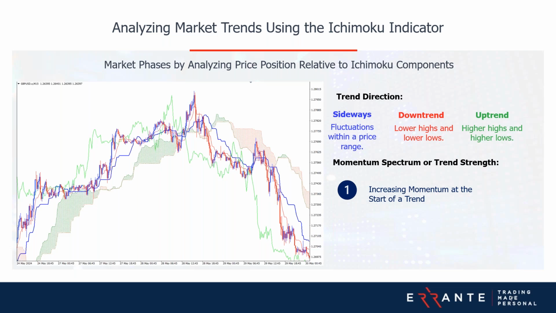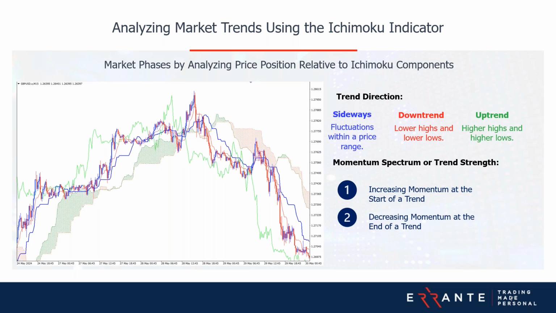But the important thing that you have to remember is that this is happening with the price moving away from the Kumo, not in the Kumo or toward the Kumo. So the Chikou span also moves in the direction of the trend, further confirming the increasing momentum in the market, as we see here.